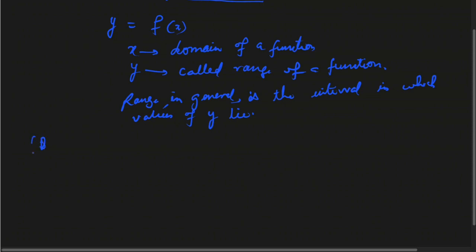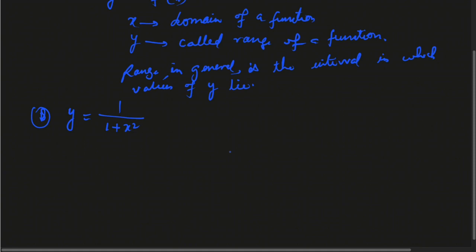Let us solve our first question, where y equals 1 upon 1 plus x square. We have to find the values of y. In which interval will the value of y lie? We need to find the maximum of y and the minimum of y. In order to find the range of a function, we have to find its maximum value and its minimum value. Let us first consider finding the maximum of y.